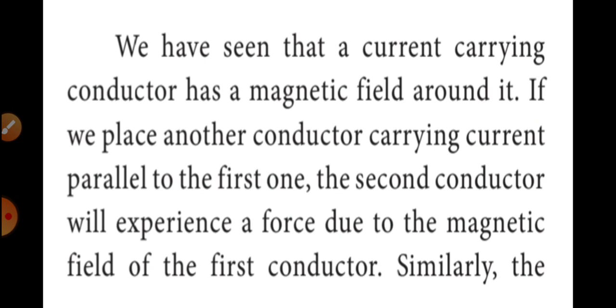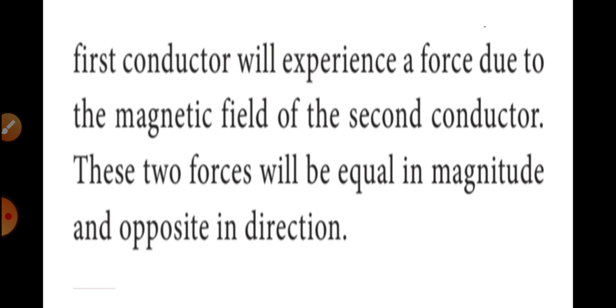So when current flows in the first conductor, a magnetic field is produced in it. So in the second current carrying conductor also a magnetic field is produced. Similarly, the first conductor will experience a force due to the magnetic field of the second conductor. These two forces will be equal in magnitude, but opposite in direction.